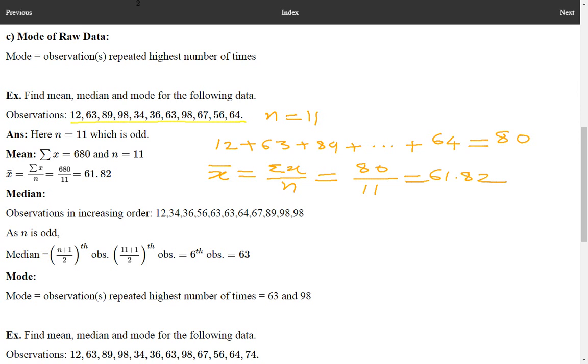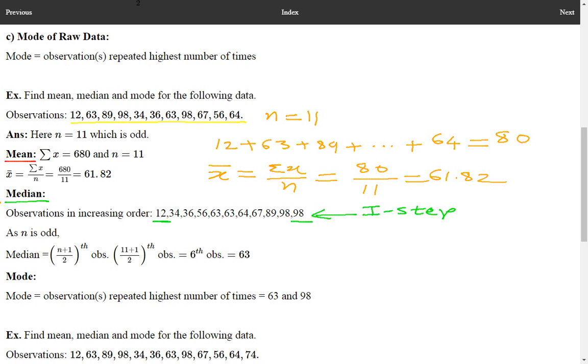We have to obtain the median. We already obtained the mean, so we are done with the mean. Now we will obtain the median. To obtain the median, the first step is to arrange the observations in increasing order. If we arrange them in increasing order, they will be in this sequence: 12, 34, 36, 56 and so on. The least observation will come first and the highest observation will come last.